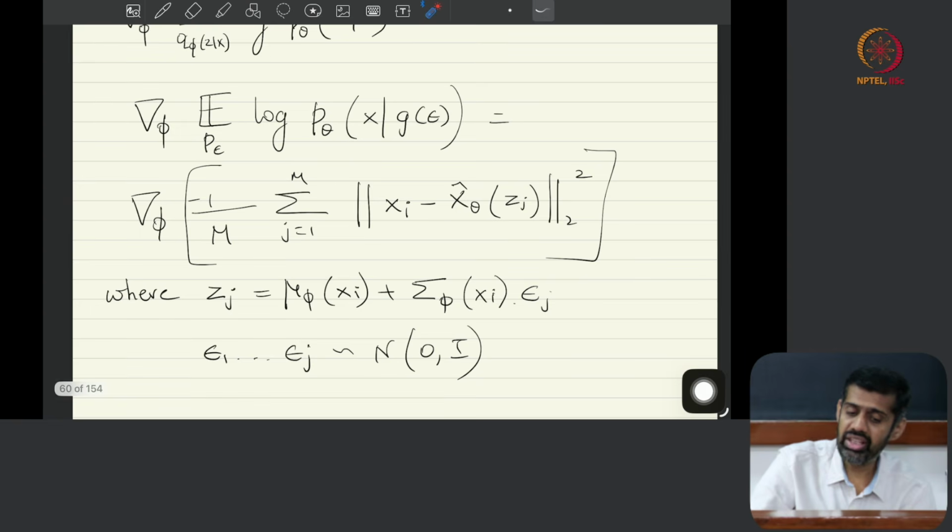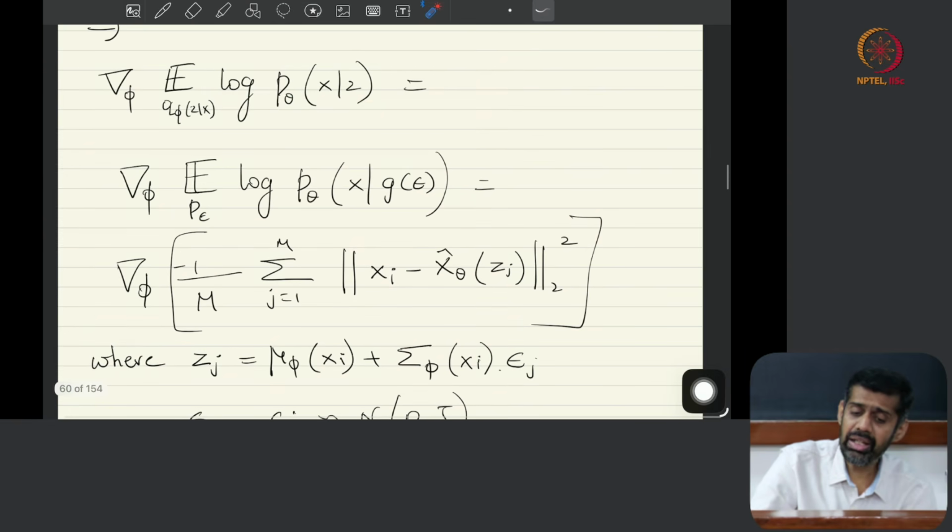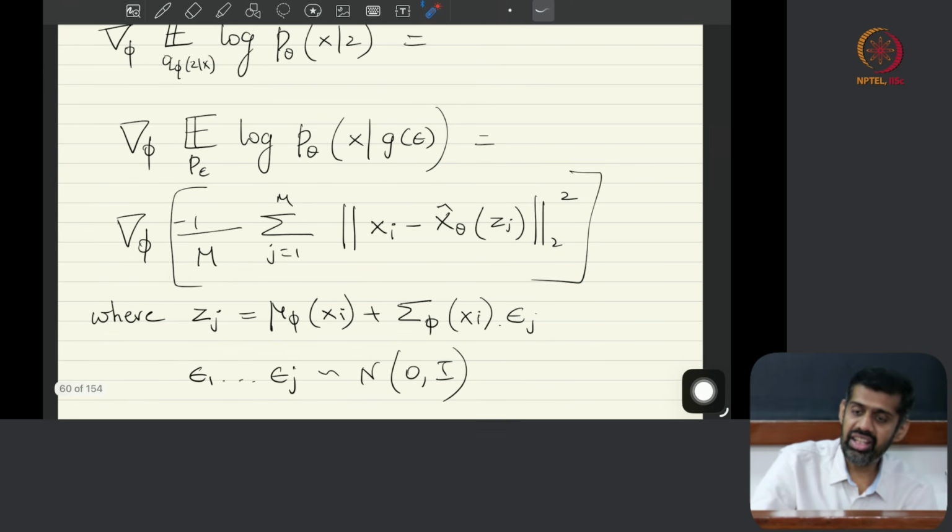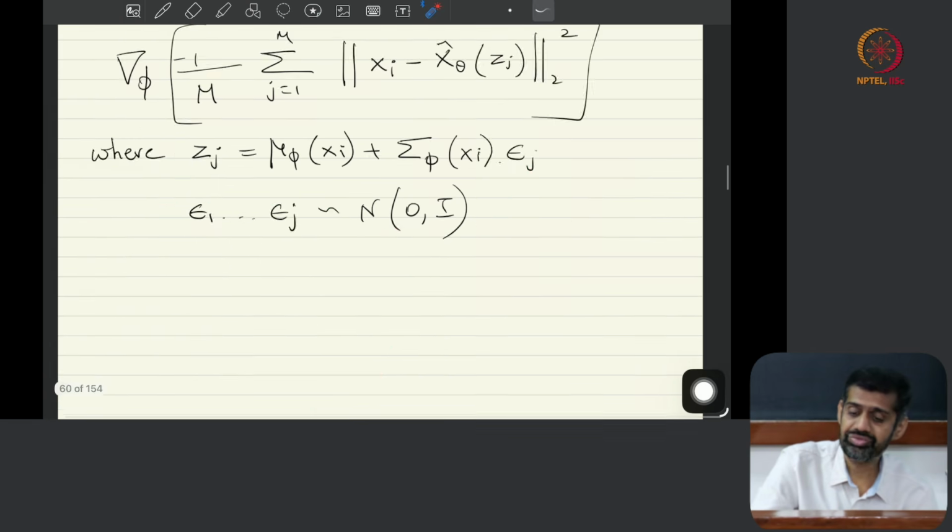Under this assumption, the gradient of the expectation of the conditional log likelihood with respect to Q will simply look like this: the gradient of the mean squared error with respect to phi. Now there is theta here. Theta is the decoder parameter. Where is phi? See, this is the gradient with respect to phi. Where is phi coming up here? In z, because z is mu phi of xi plus sigma phi of xi times epsilon, and therefore it becomes a function of phi. Is that all right?